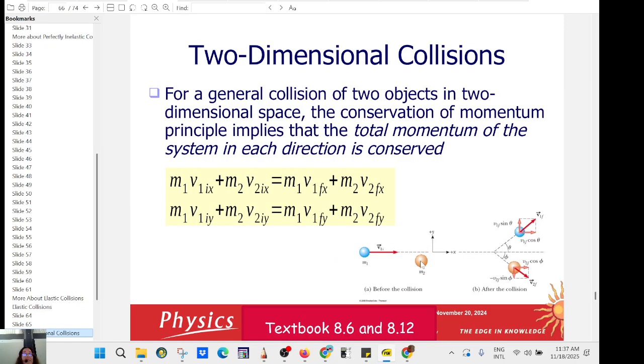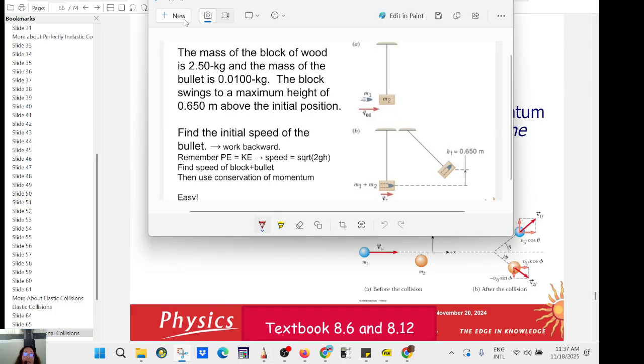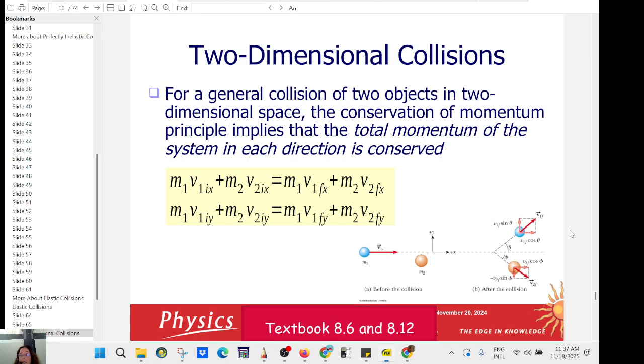And then in 2D, it becomes even more algebra, because you have to decompose the motion along two axes, the x-axis and the y-axis. You have to say that momentum is conserved along the x-axis and momentum is conserved along the y-axis. You have to remember that momentum is a vector, and it's heavy in math.